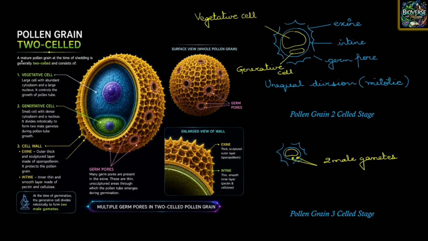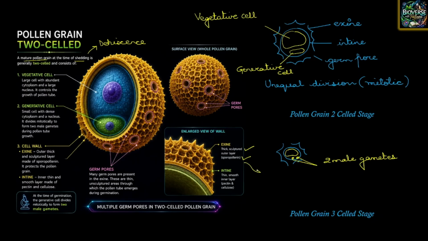Now what we see, children, is a mature pollen grain at the time of shedding, that is, here we talk about the dehiscence, is generally 2-cell stage. This is how it is going to look like. A surface view and enlarged view of the wall will show you that the exine is thick sculpted outermost layer, and a very important question from the boards and the NEET point of view is that the exine is made up of a substance that is called sporopollenin. Then the intine layer is thin, smooth inner layer that is made up of pectin and cellulose.